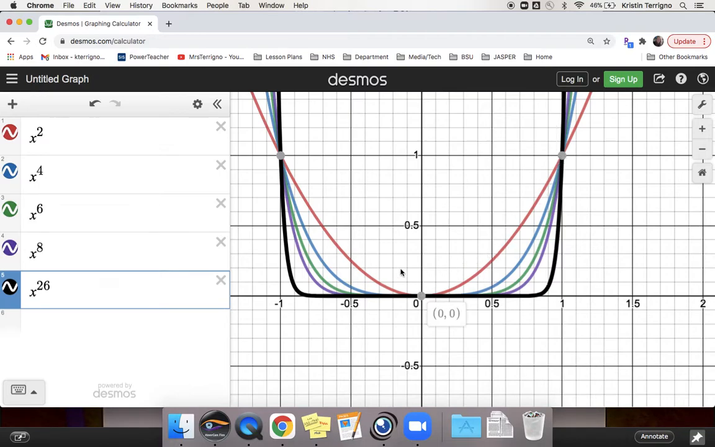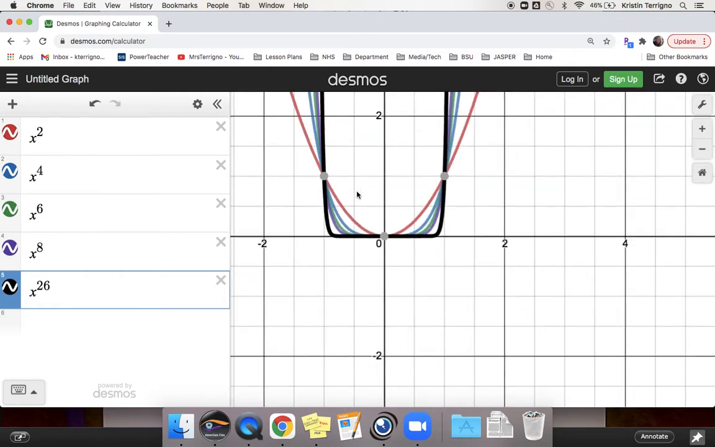On the even power functions, we're also going to have -1, 1, because -1 raised to any even power is going to come out positive. So there's these 3 points here that all of those even power functions share in common.